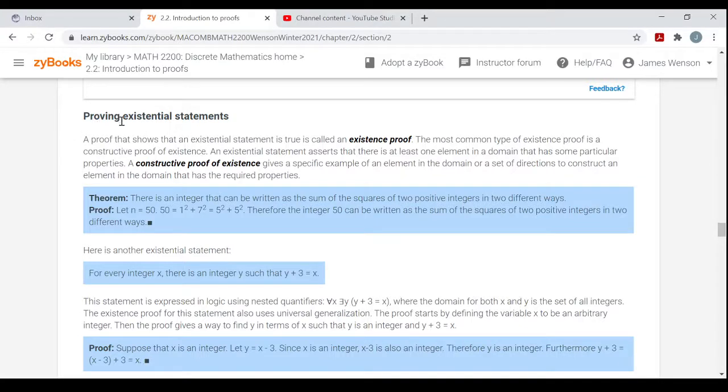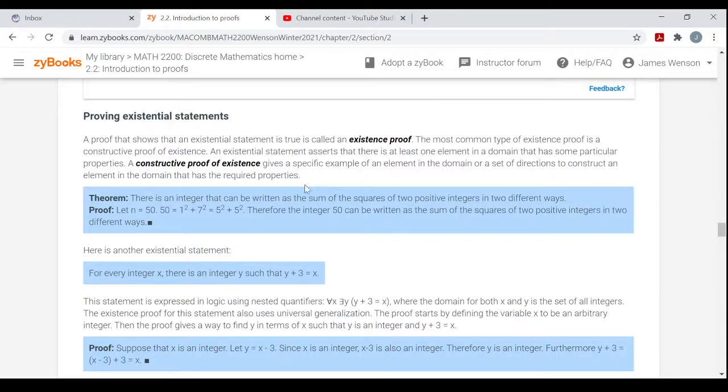All right. Now we're proving existential statements. There exists, there is at least one. A proof that shows that an existential statement is true is called an existence proof. The most common type of existence proof is a constructive proof of existence. This is where you actually find an example. A constructive proof of existence just gives that example of an element in the domain, or a set of directions to construct an element in the domain that has the required properties.